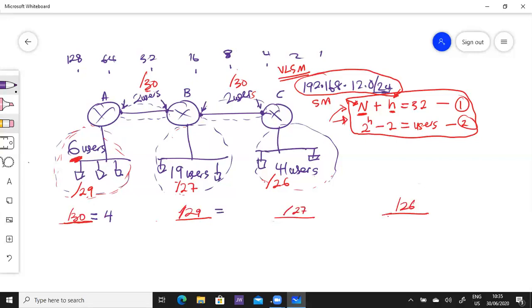What about the /29? How many bits did we borrow from /24? 5. So counting 5, 1, 2, 3, 4, 5. Our block size is 8. /27. How many bits did we borrow from /24? 3. So 1, 2, and 3. Block size is 32. And for the /26, we borrowed 2 bits. So 1, 2. Our block size is 64.